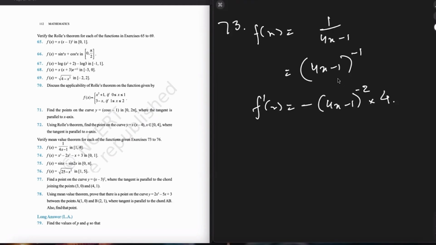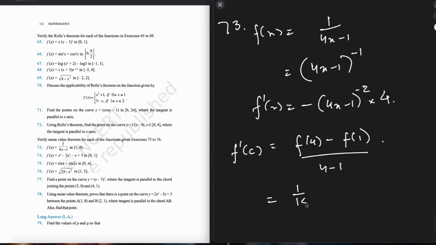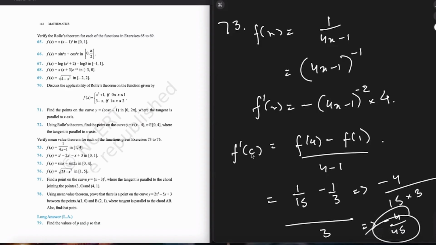ठीक है, तो मैंने बताया f dash c क्या होगा. f dash c will be equal to f4 minus f1 whole upon 4 minus 1. ठीक है, तो f4 कितना हो जाएगा 1 upon 16 minus 1, तो 1 upon 15. 1 upon 15 minus 1 upon 3, 3 यहाँ पे आ जाएगा 15, 5, 1 minus 5, तो minus 4 upon 15 into 3, तो minus 4 upon 45. ये हो गया f dash c.